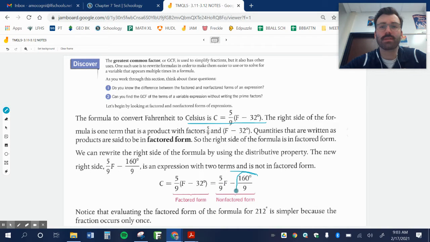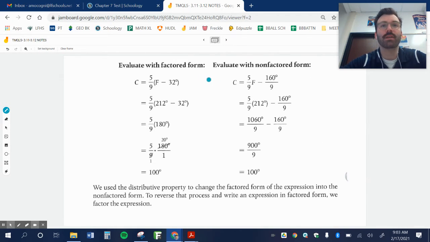The factored form is a lot easier to deal with because I only have to deal with this fraction once. Notice that the value in the factored form for 212 is simpler because of the fraction. Here we go. Let's keep going.